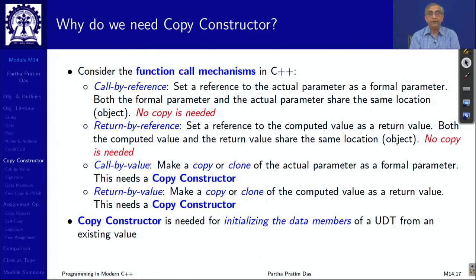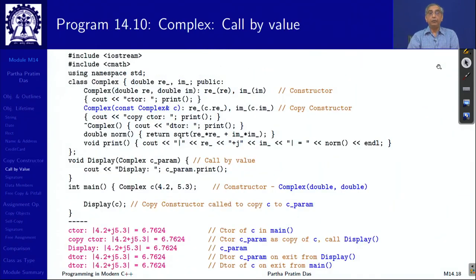But if you do a call by value, then naturally you need to copy the given actual parameter object to the expected formal parameter object. So, you need a copy, and that copy is what is done by the copy constructor. Similarly, if you are returning something by value, then you will need the copy constructor. So, the copy constructor is needed for initializing the data members of a UDT from an existing value. So, this is the reason. Without the copy constructor, you will not be able to call functions by value.